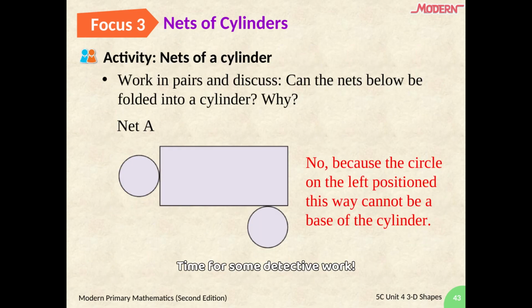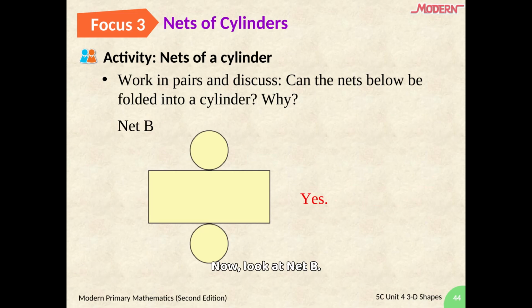Time for some detective work. Look at net A. It has a rectangle and two circles. But wait, look where the circle on the left is positioned. If you try to fold this up, that circle won't meet the other side to form a base. It's in the wrong neighborhood. So net A is a big no. Remember, position is everything in the world of nets.